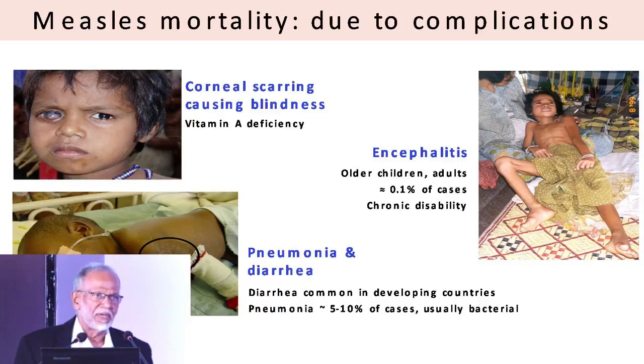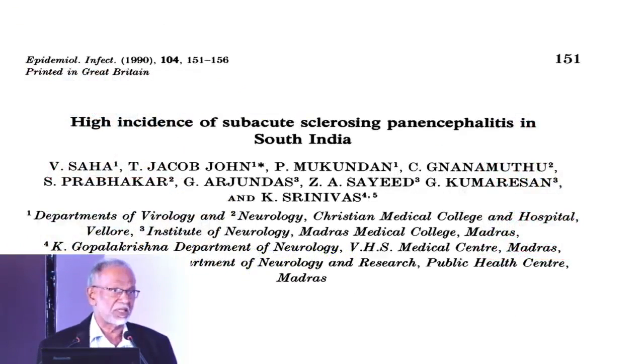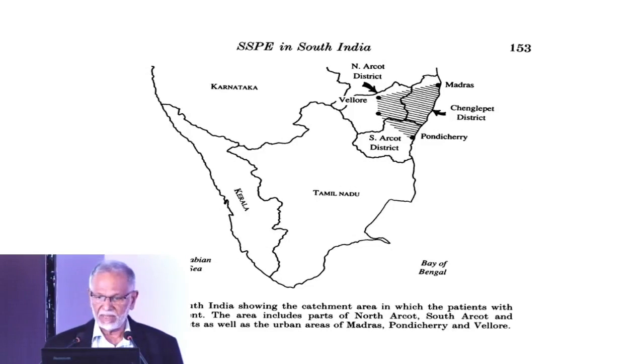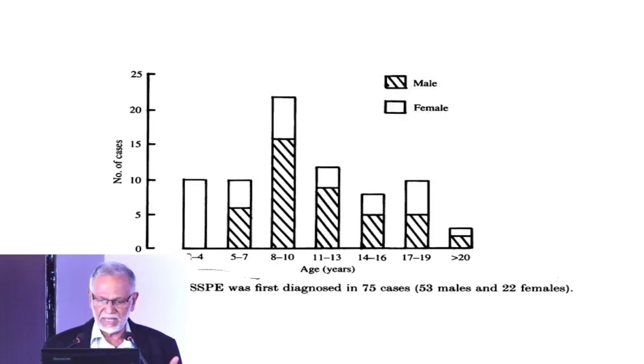Okay, the third kind of encephalitis I mentioned is subacute sclerosing panencephalitis, which was a neglected problem for a long time. In our region, catchment area shown in shaded graph, we had a lot of SSPE that we had diagnosed. The male and female are shown here. The age range is from 2 years up to more than 20 years. The shaded ones are male, the others are female.